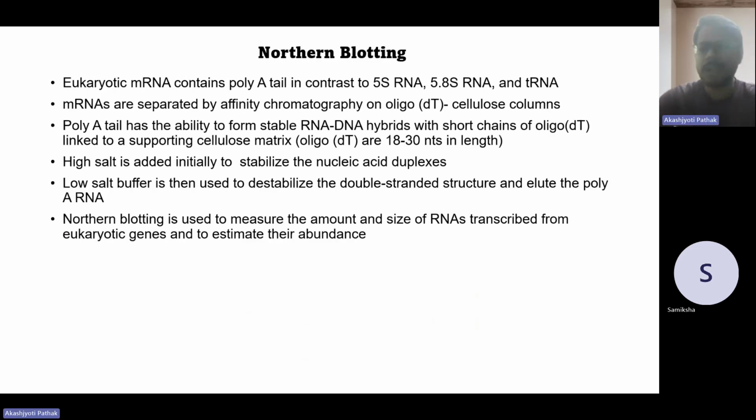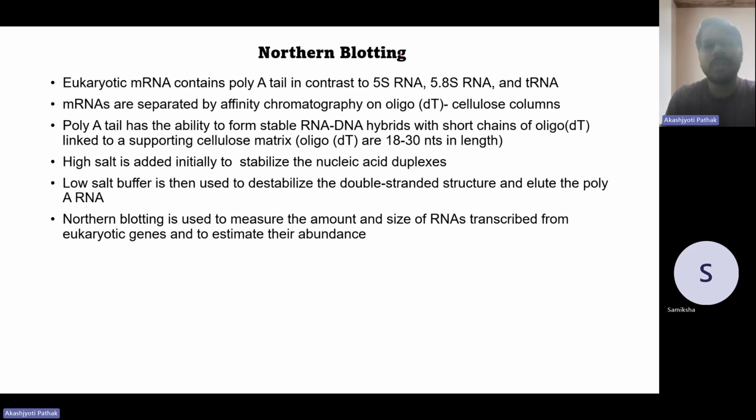Okay, so now let's learn about northern blotting. All these blotting techniques are somewhat similar. Why is it similar? In some sense, you need to run a gel and then you have to transfer your sample from the gel onto a particular membrane. That step is common in all the three blotting techniques.